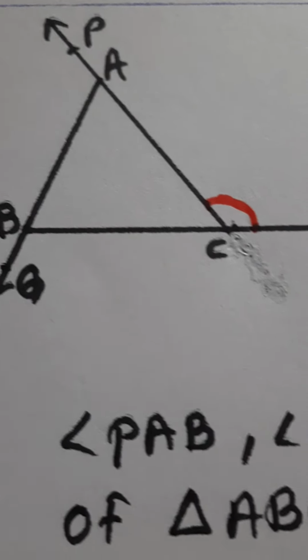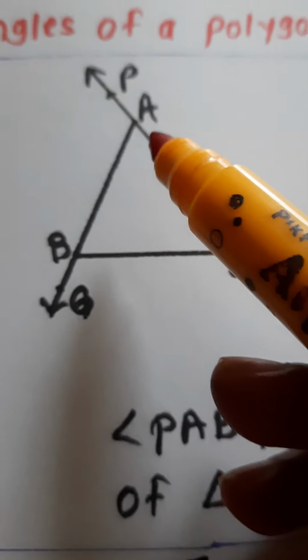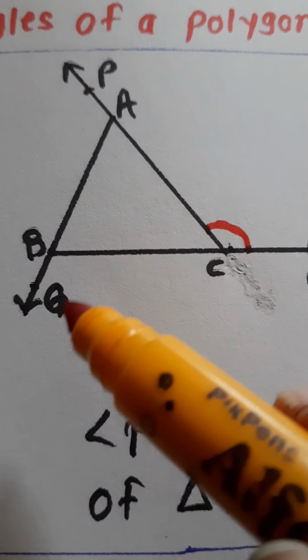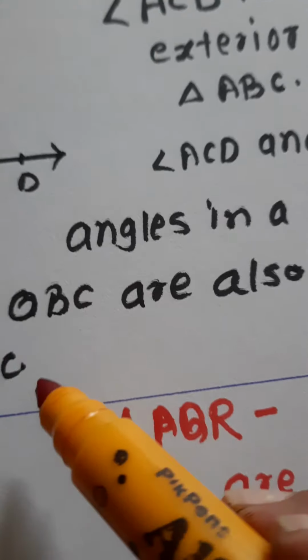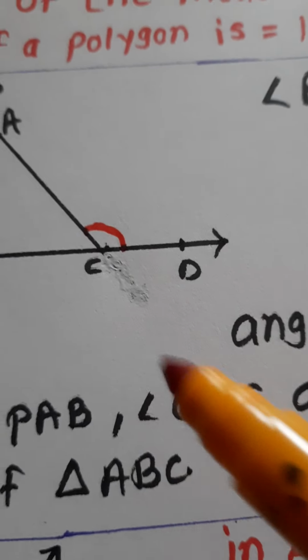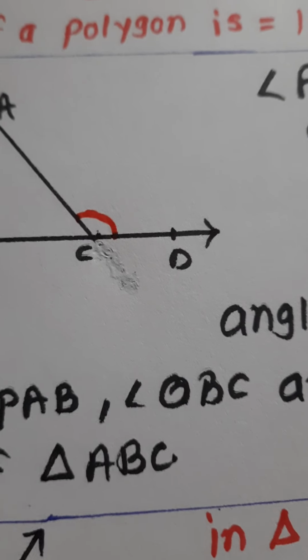And see, PAB and ABC, BQ are also the exterior angles of triangle ABC.